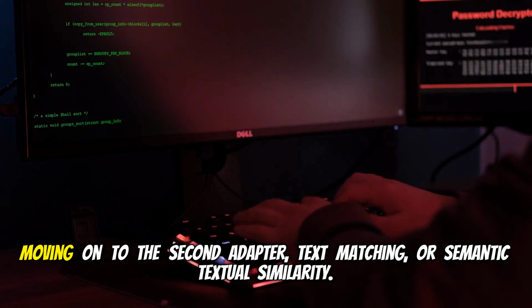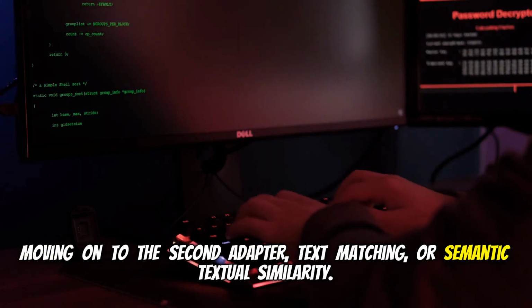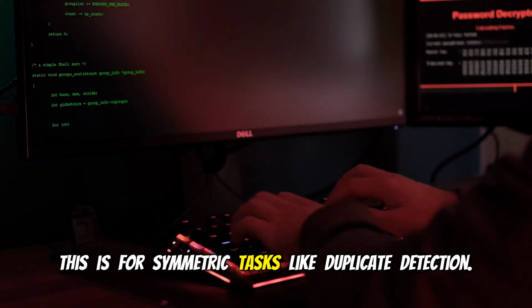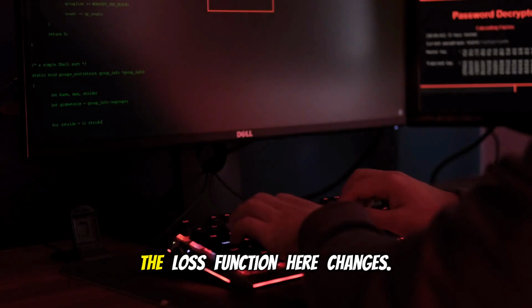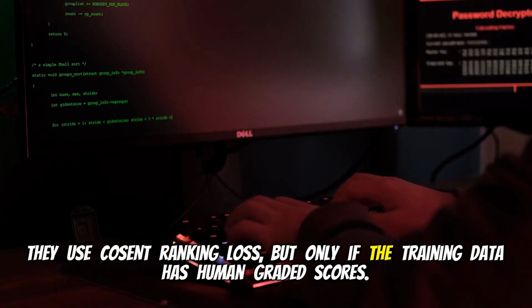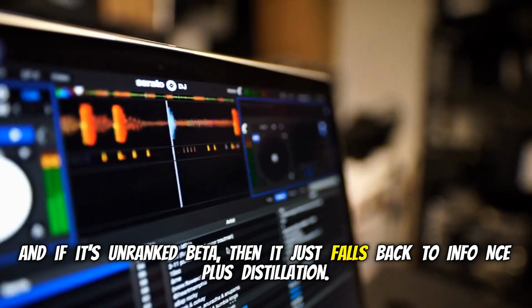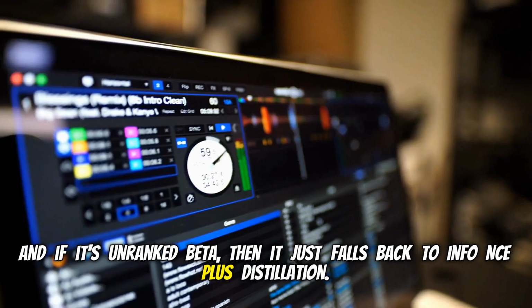It's brilliant. Moving on to the second adapter, text matching, or semantic textual similarity. This is for symmetric tasks like duplicate detection. The loss function here changes. They use quotient ranking loss, but only if the training data has human-graded scores. And if it's unranked data, then it just falls back to InfoNCE plus distillation.